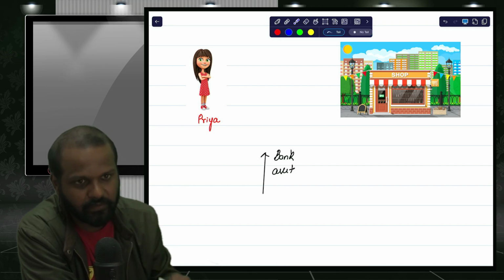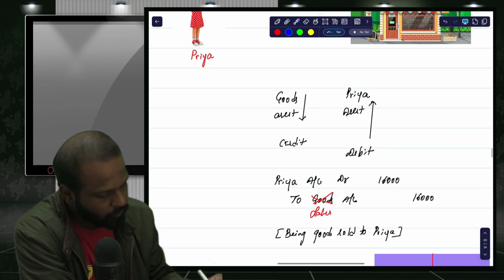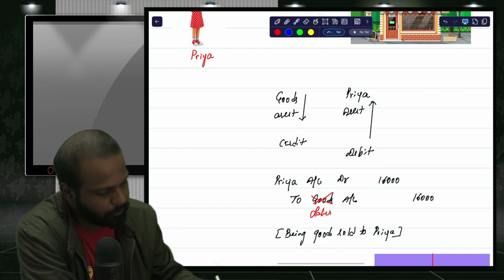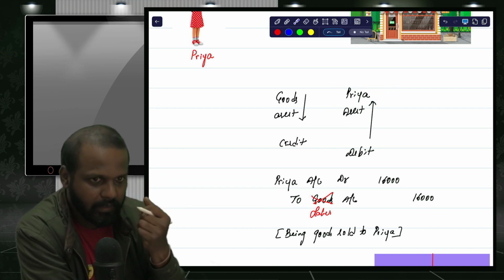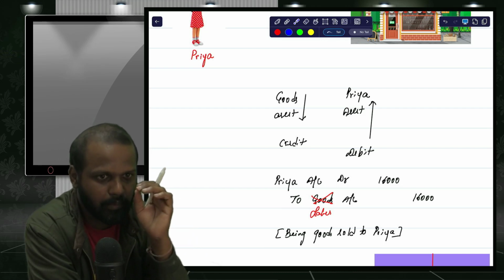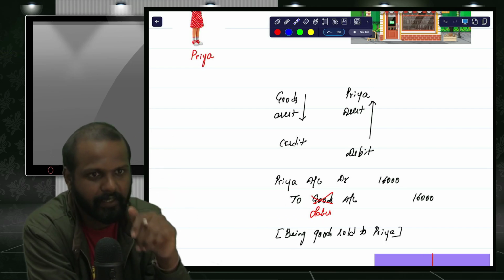See the next change. Earlier you had recorded an asset called Priya in your books. You have created an asset in your books in the name of Priya. Once you collect the money, 16,000, that asset will get reduced. Priya's asset balance will get reduced from 16,000 to 0 because you have collected the money.